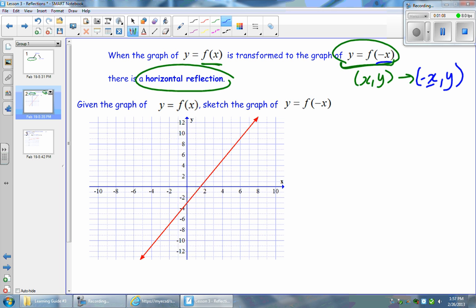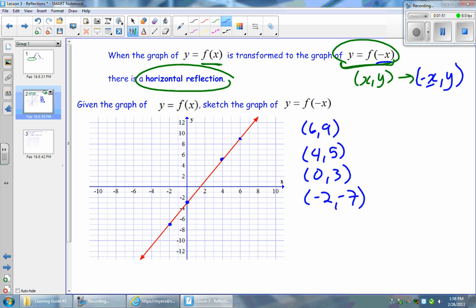Okay, so we're going to perform a horizontal reflection on this given graph down here, which is a simple linear graph. When you perform any type of transformation, it doesn't matter what it is, the first thing you want to do is pick 3 or 4 good points. So I'm going to pick this point right here, 6, 9. I'll pick a second point at 4, 5. I'm actually going to pick this y-intercept right here, which is at 0, -3. And I'll pick one more point right there, -2, -7.